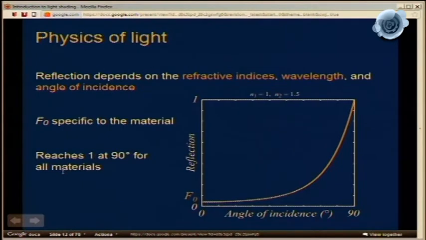So the Fresnel equations tell us that the ratio between the reflected and the transmitted light is going to depend on the nature of the material and the angle of incidence. And basically for all materials, when the angle of incidence tends to be tangent, the ratio is going to be 1, like everything is reflected. Oh, sorry, it also depends on the wavelength, and this is very important.